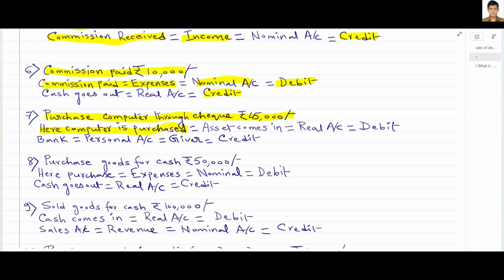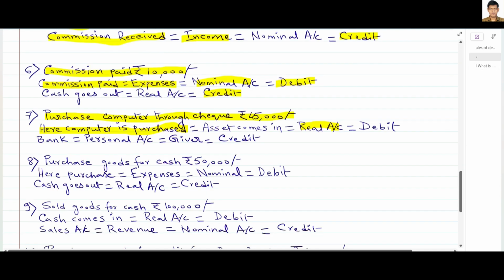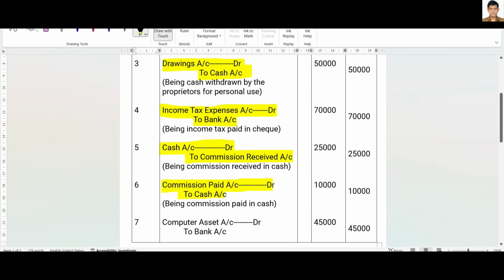So it is an asset, and all assets will come under real account, and in real account rules, what comes in will be debit. So here the computer is purchased and computer is coming in our business, so it will be debit. And since bank is a personal account and here the bank is giver, so it will be the credit. So the journal entry will be computer asset account debit to bank.